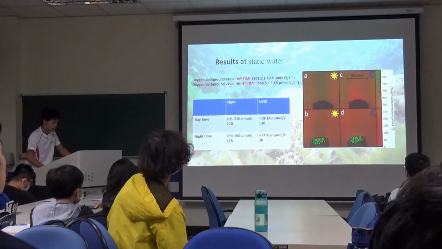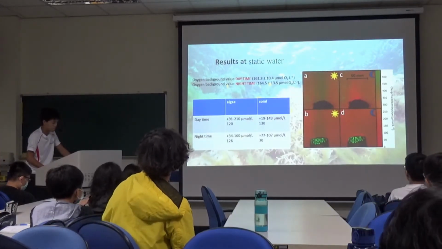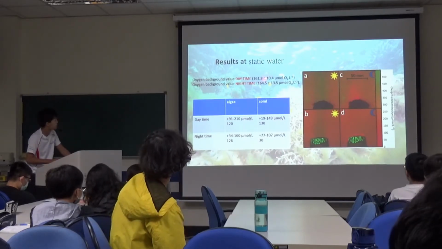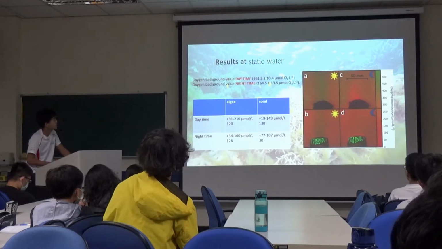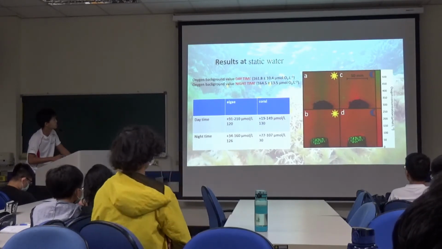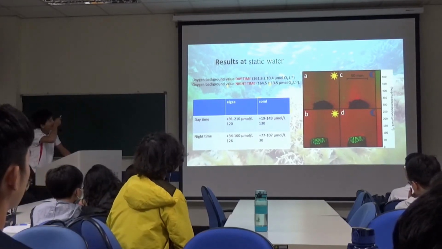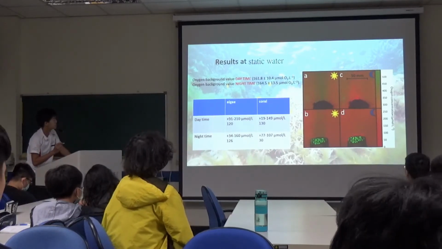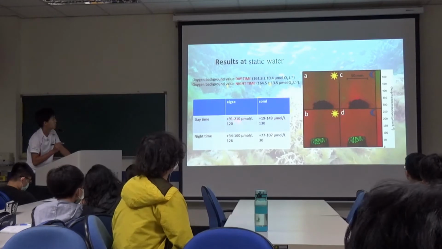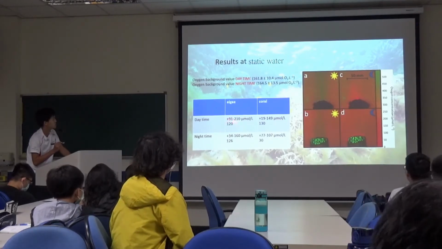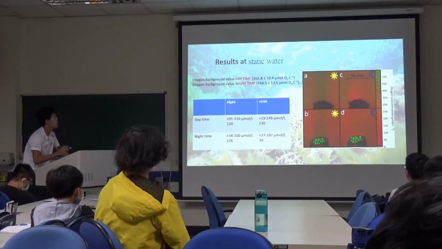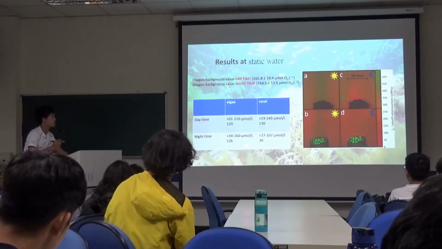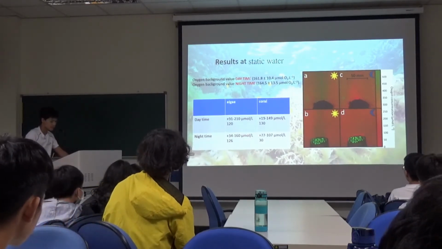And the result in static water. The oxygen background value during daytime is around 161, and at nighttime it is 164. Also, in the daytime, the algae will produce more oxygen than the coral, and at nighttime, both reduce oxygen production.